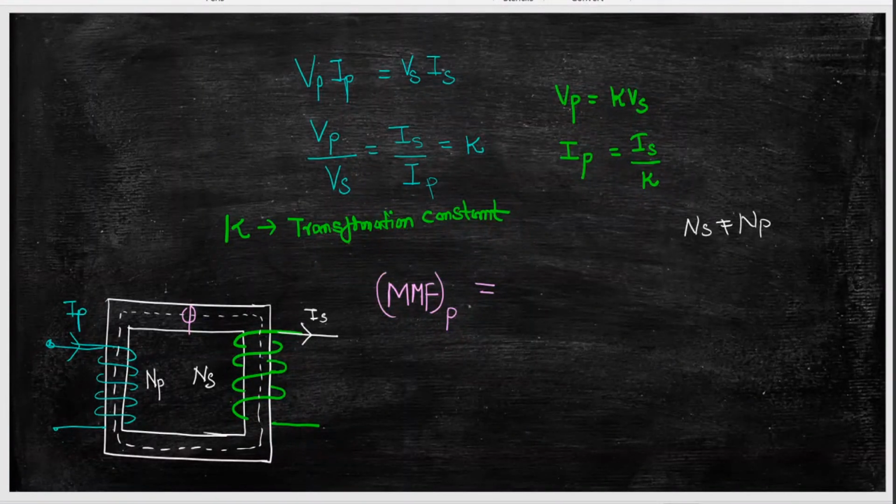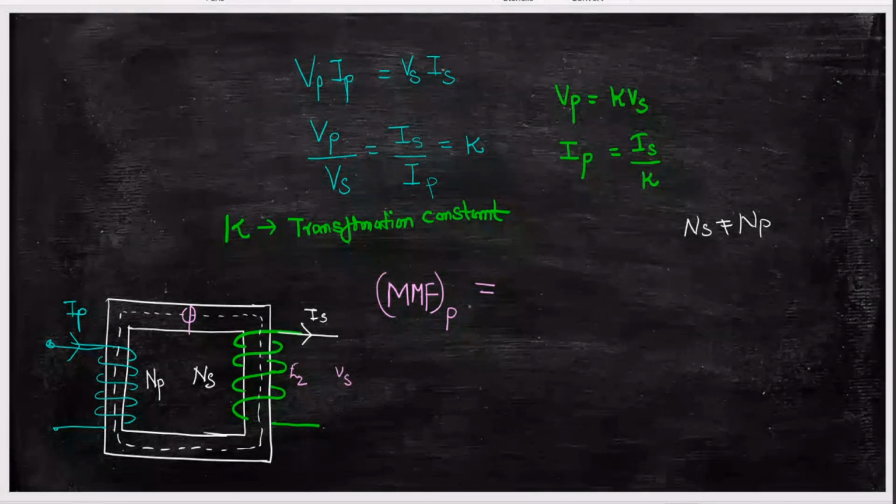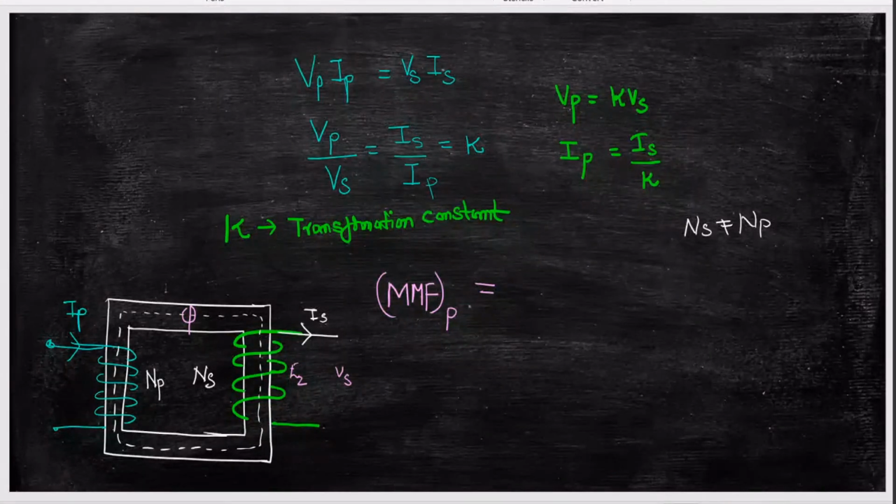The EMF induced E2 will reduce. And this E2 will influence Vs. That means the terminal voltage will reduce. This should not happen in the transformer. That's why you have to maintain the flux constant in a transformer. So in order to keep the flux constant, the MMF on the primary side and the MMF on the secondary side should be the same.